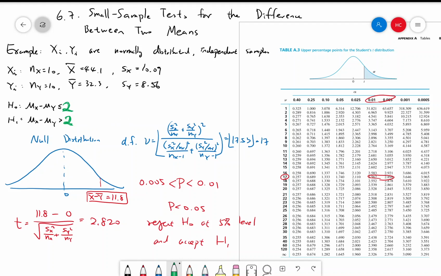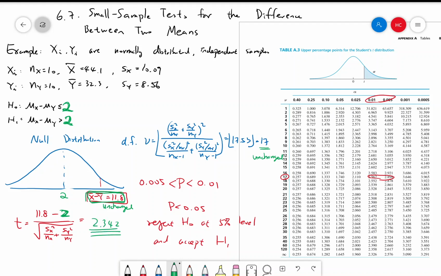Alright, so that changes a few things. The null distribution now has mean equal to 2 instead of 0, but the degree of freedom is still 17, because 2 does not appear in the degree of freedom formula. X bar minus y bar is still 11.8. But now we have to change this 0 to a 2 here. So that changes our t-value. The new t-value is 2.342.